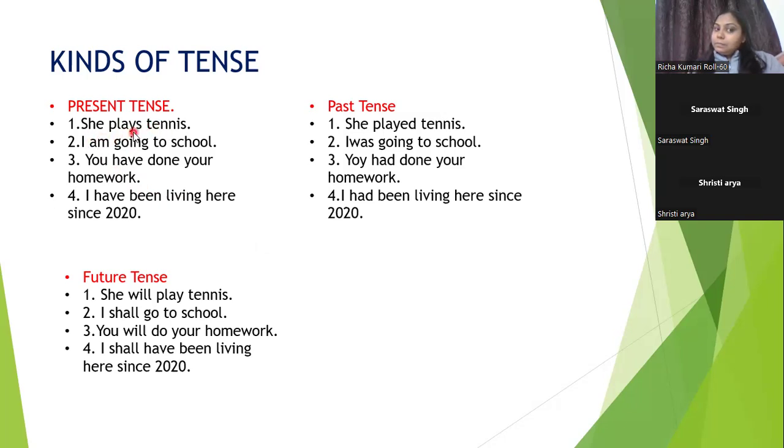Ma'am, V3. V3, I'm not asking about the form of verb. I'm just simply asking what is the verb here. I'm asking the verb. यहाँ verb क्या है, कौन सा form है? I'm not asking that. ये चारों के चारों present हैं. ये चारों के चारों present form में हैं. लेकिन I'm asking कि first वाला जो हमारा sentence लिखा है, she plays tennis. What is the verb there?